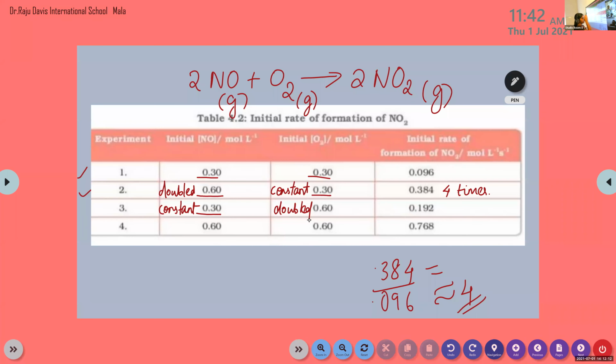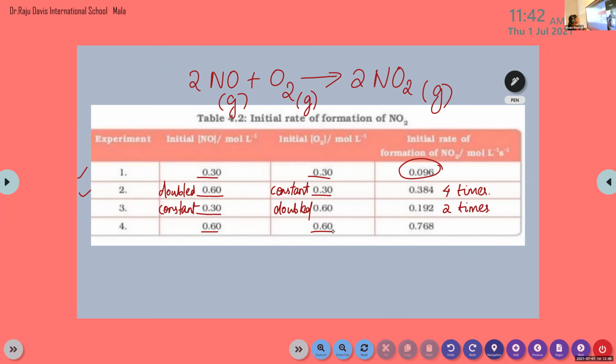And what change occurs here compared to this value? Here also it is increased, right? It is increased by 2 times. That means the rate is also doubled. And the fourth case, both values are same, and it is 0.768.